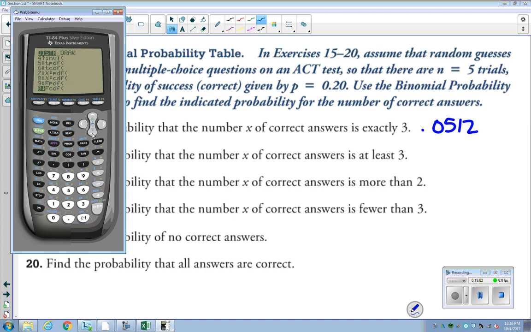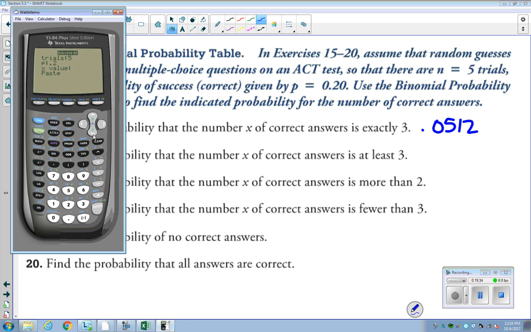Cursor down again to binomial probability distribution there, and A. We're still doing 5 trials, right? The probability of success is still 0.2. But I don't want to know just the value of 3. I want to know all the values. So I'm just going to delete that and leave that blank.